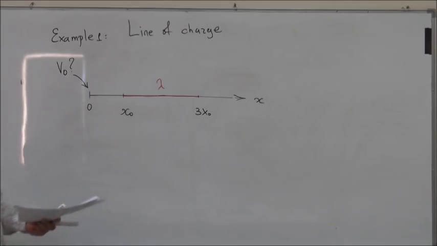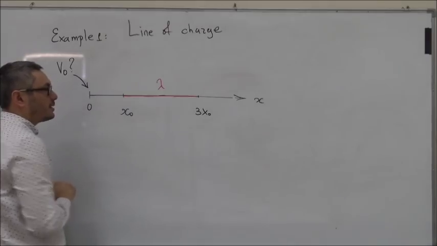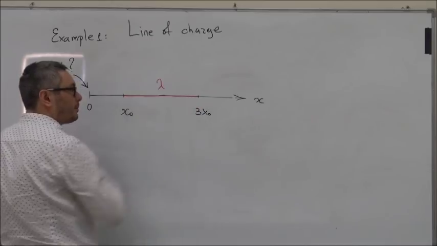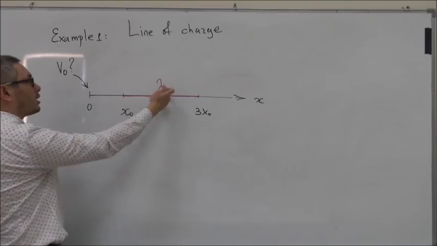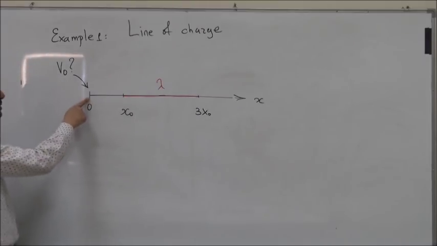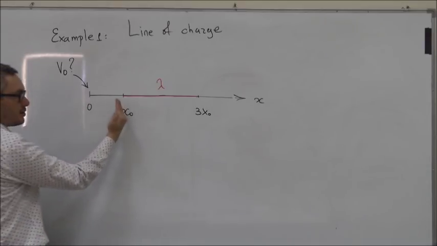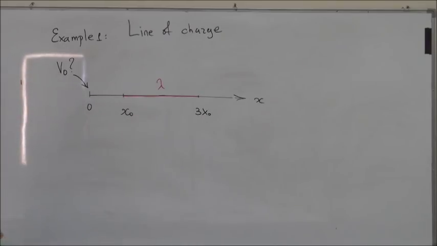So let's look at this simple example. Let's say that we have a line of charge which is extending on the x-axis from x0 to 3x0. And let's say that the charge is distributed uniformly with the charge density lambda. The question is, what is the electric potential at the origin here? So again, the charge is extending from x0 to 3x0. And it's a uniform charge distribution with the charge density lambda.